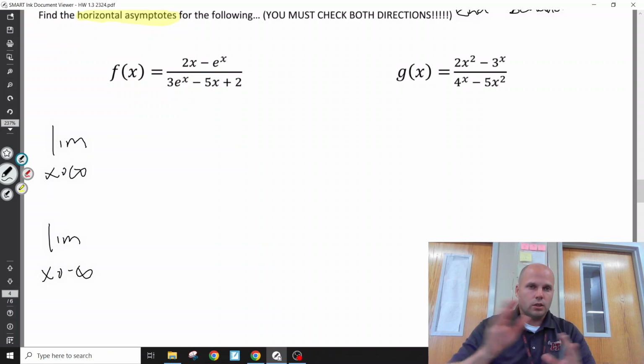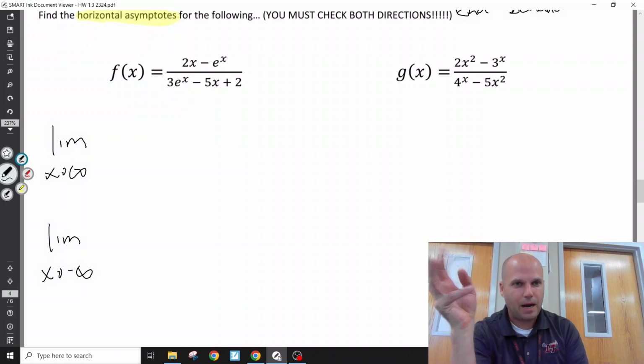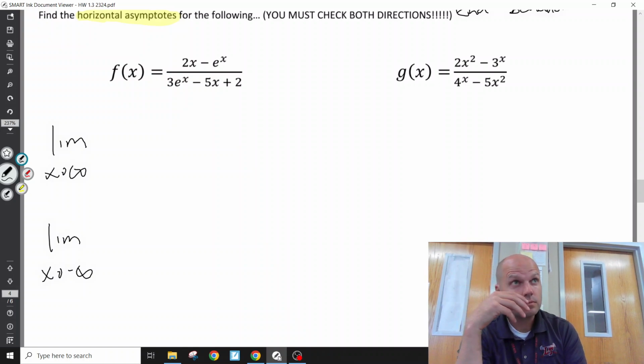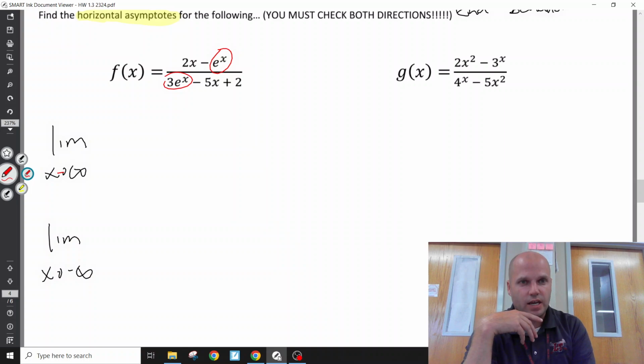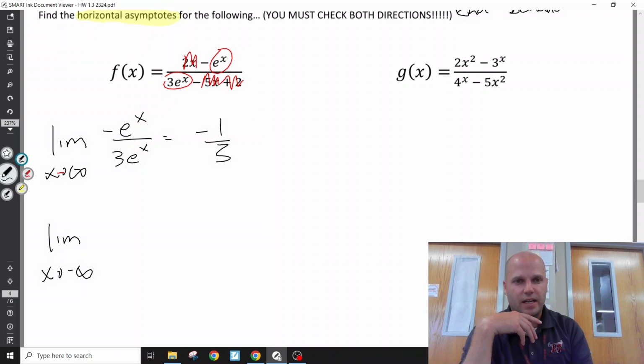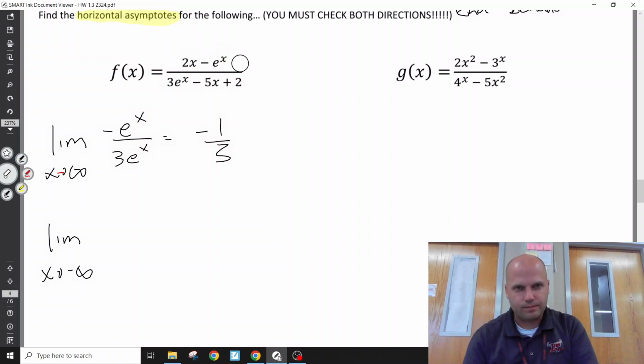So, let's treat them differently. I'm going to just do the problem twice here. If I plugged in positive infinity, e to the x wins, 2x bad, 5x^2 insignificant. I would just pay attention to negative e to the x over 3e to the x. The growths cancel. I just end up with negative 1/3. Hooray. But if I looked in the other direction, this is where they get you.